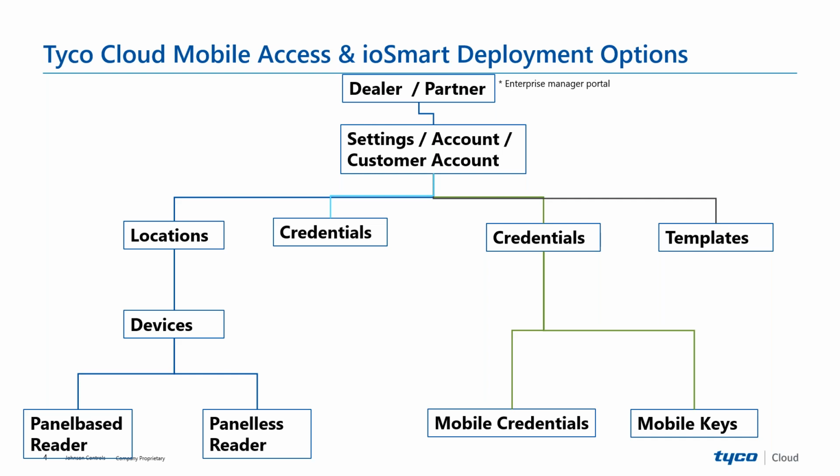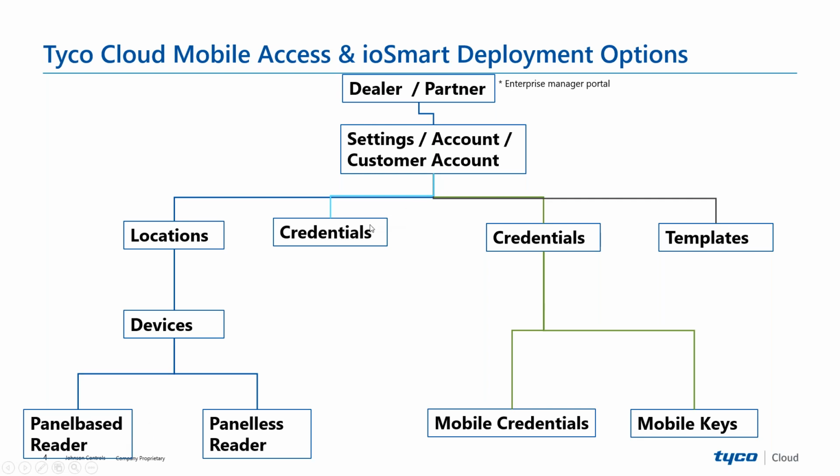Under that, we have our locations. So there are 4 pillars here. Now, they do intertwine, obviously, but there are 4 main pillars. The biggest one out there is the locations. That's your sites. And under your locations, you have your devices, which are your readers specifically. And in there, you have the type of reader you can choose from between a panel-based or panel-less reader.